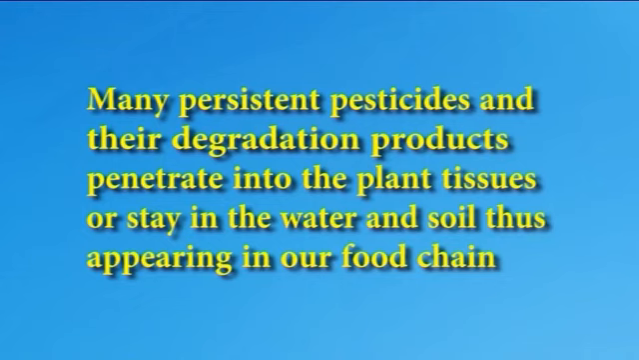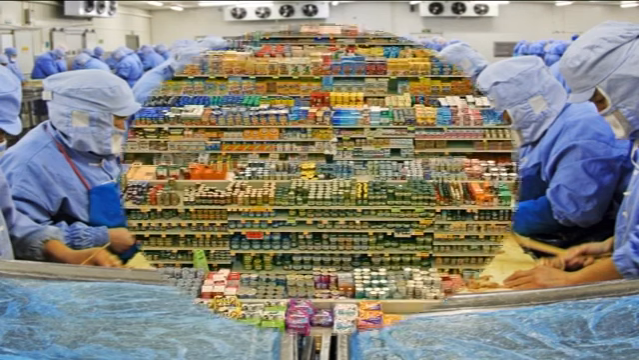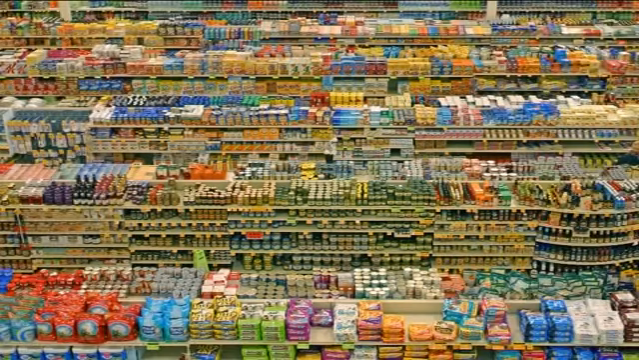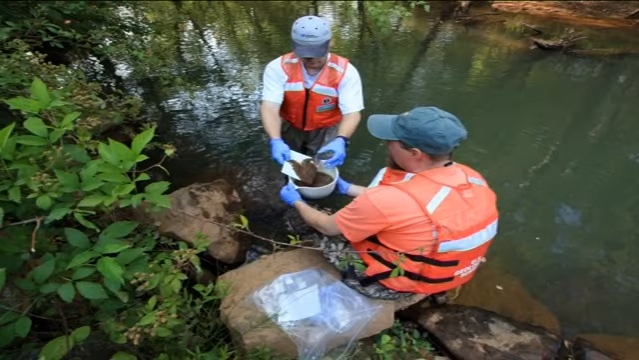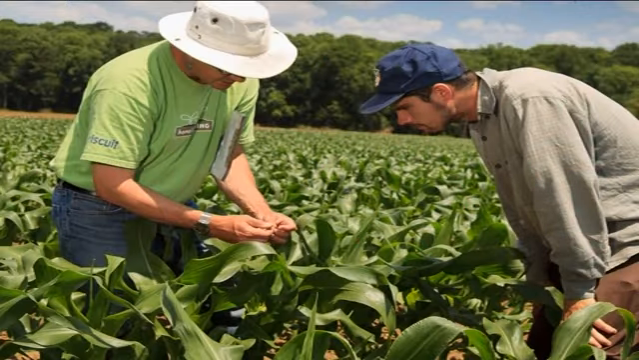Many persistent pesticides and their degradation products penetrate into the plant tissues or stay in the water and soil, thus appearing in our food chain. The pesticide residues are magnified during food processing, thus making even the processed foods a storehouse of harmful chemicals. Taking into account the rampant use of pesticides which has led to the contamination of various strata, continuous monitoring of environmental and food samples is of utmost importance.